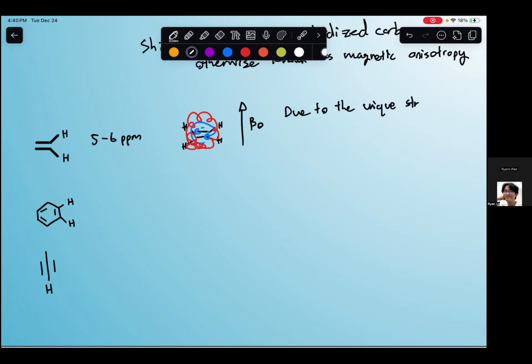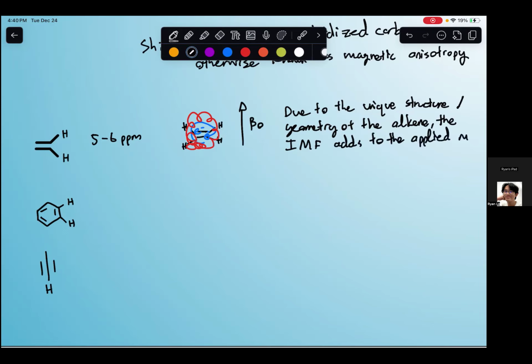structure slash geometry of the alkene, the induced magnetic field adds to the applied magnetic field, which results in a shift from 5 to 6 ppm.